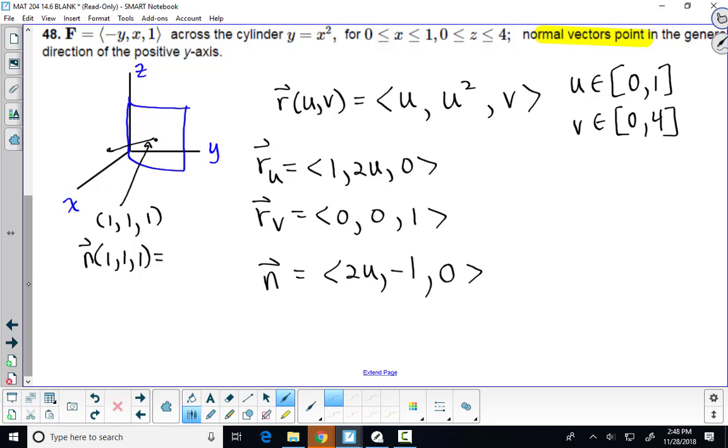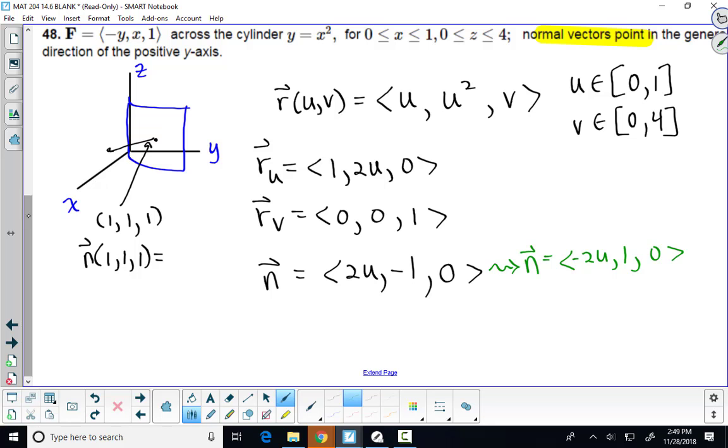So we convert this. All we do is multiply by -1. And we're good. The y value is positive now. So now it's pointing in the positive y direction. All right, so our field is -y, x, 1.